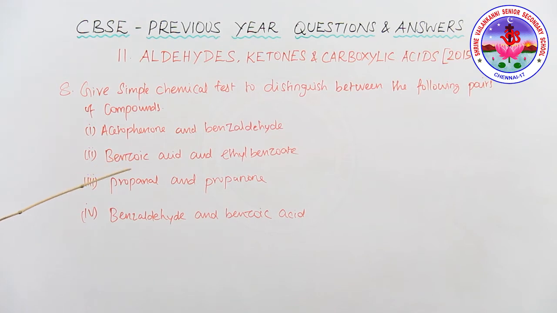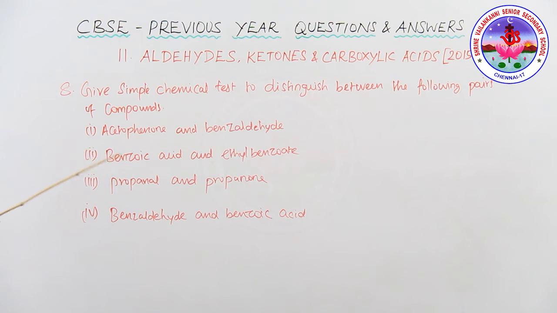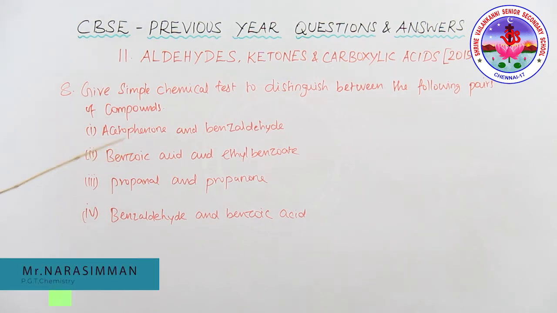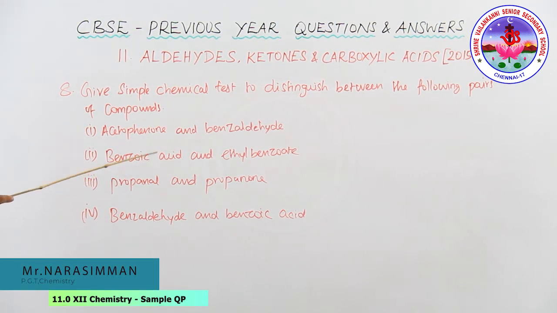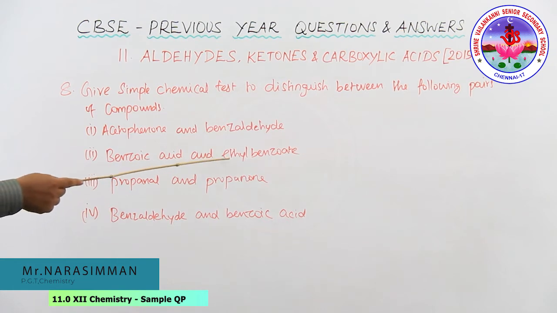Then the second is benzoic acid and ethyl benzoate. Here, add sodium hydrogen carbonate, simply baking soda, to each. The benzoic acid gives brisk effervescence because of the evolution of carbon dioxide. But ethyl benzoate will not give this test. So benzoic acid gives brisk effervescence, carbon dioxide gas is evolved, but ethyl benzoate does not react like this.